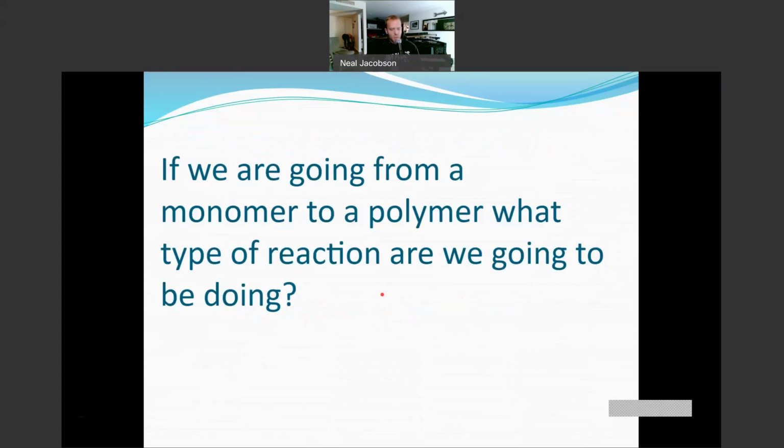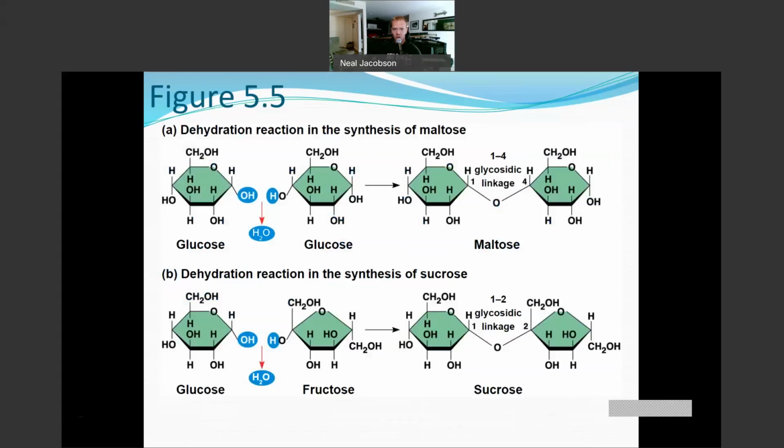So quick review question. If we're building from a monomer to a polymer, what type of reaction is this? So it's a building reaction. So we know it's anabolic. What's the E word? Endergonic. That means it requires energy to come in from an outside source. So we're going from monomer to polymer, we're doing an endergonic reaction.